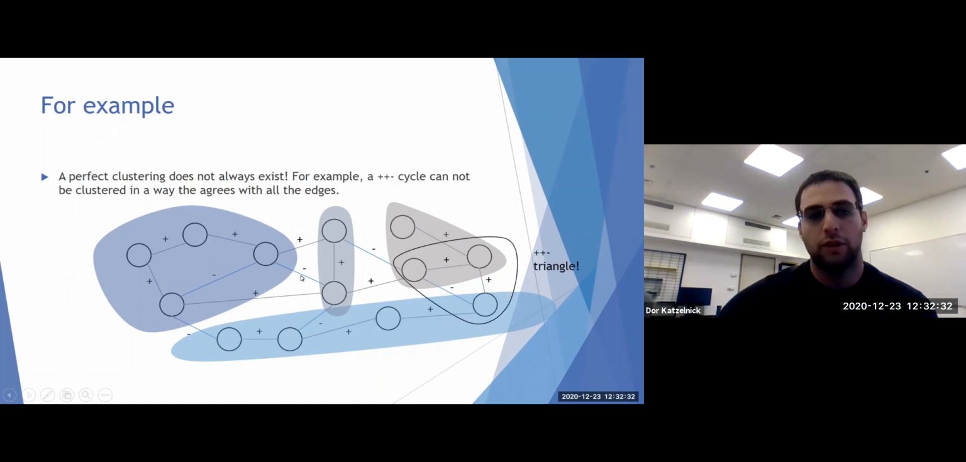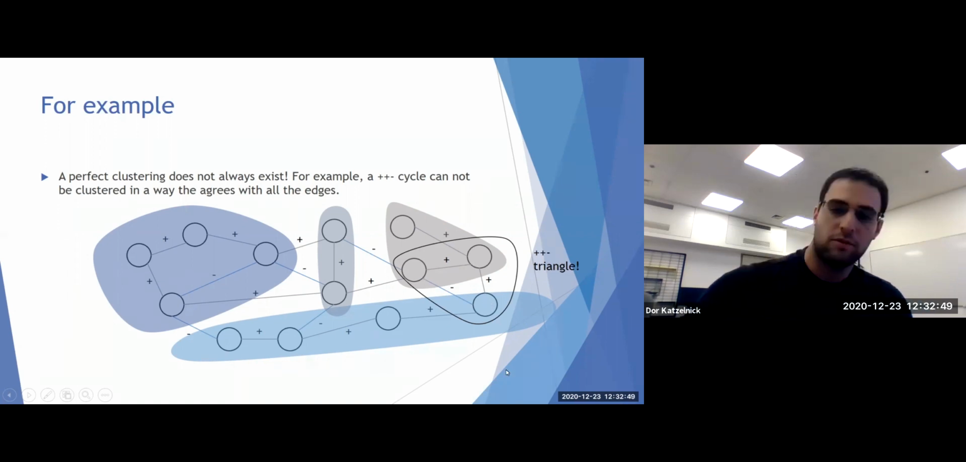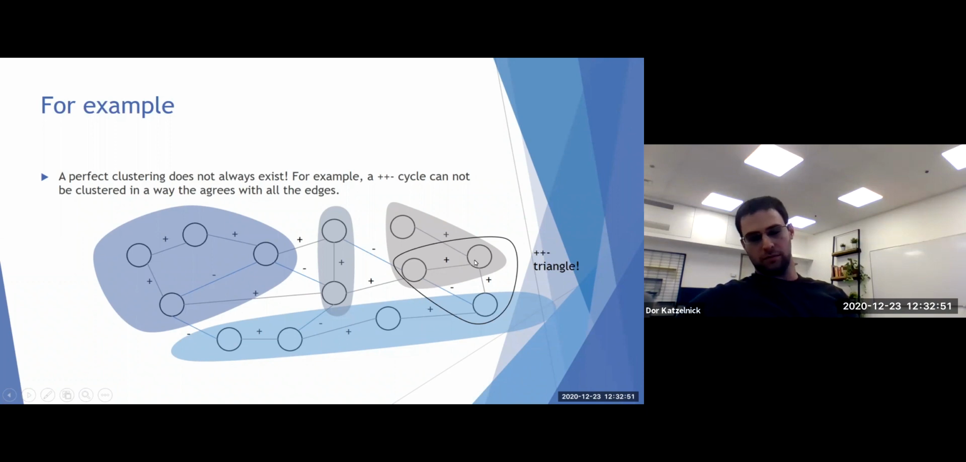The first important thing to notice is that a perfect clustering does not always exist. For example, if you look at this triangle, these 3 nodes, you can see that we have 2 plus edges and 1 minus edge. This means that these 2 nodes have to be together in the same cluster, and so do these 2 nodes. But here we have a minus edge. So this means that in every clustering, one of these edges will not be satisfied.